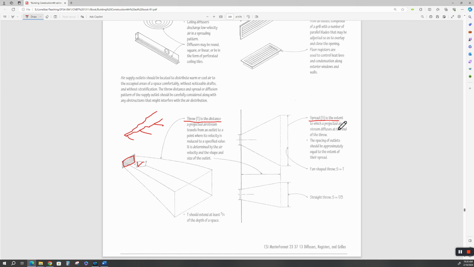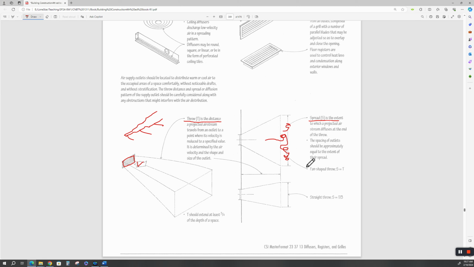Spread is the extent to which a projected airstream diffuses at the end of the throw. Okay. Because as the velocity of this air slows down, it starts to eddy. It's basically all they're telling you. It's starting to slow down. It gets a little confused. It doesn't have a lot of velocity to move the air in a straight line. So it'll start to fall off.